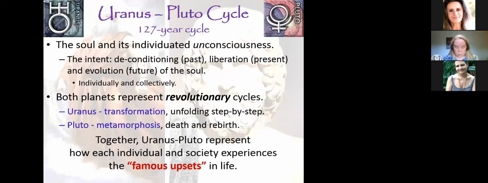Now, I'd like to also point out that both Uranus and Pluto will represent revolutionary cycles. If you've been studying astrology for any length of time, you almost all know these are the true upsetters of the zodiac. They don't do things like Neptune and just dissolve it into nothingness. No, they come with a pop and a bang, and how big does it have to be to get your attention? So a key word in EA for Uranus is transformation, where something unfolds step by step by step.